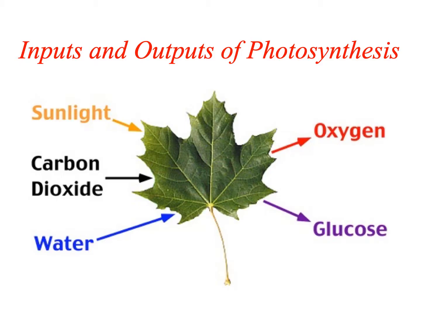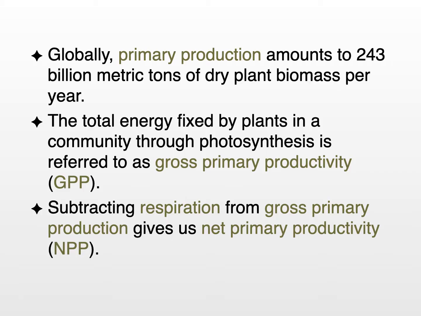So here's our simple graphical model showing photosynthesis. It involves sunlight, carbon dioxide, and water. These are taken in by the plant, and in the chloroplasts, glucose is produced with the byproduct of oxygen. Through other metabolic activity, the plant can convert this glucose into other forms of organic matter, more complex organic molecules. Globally, primary production amounts to about 243 billion metric tons of dry plant biomass per year. That's a lot of production.